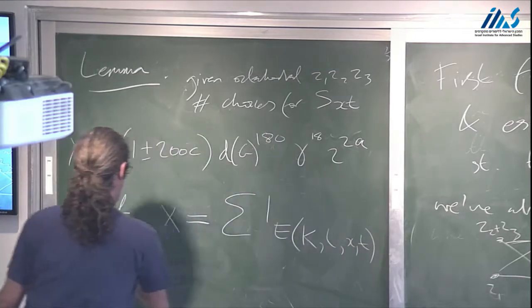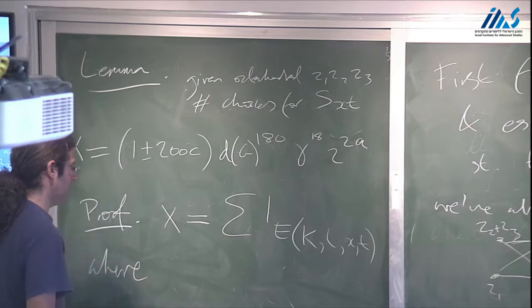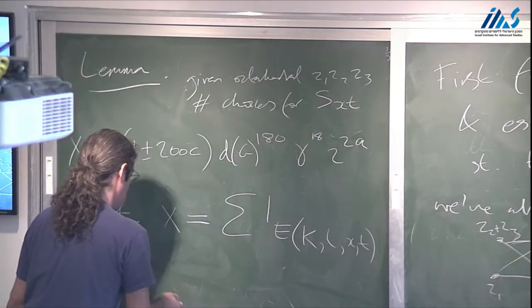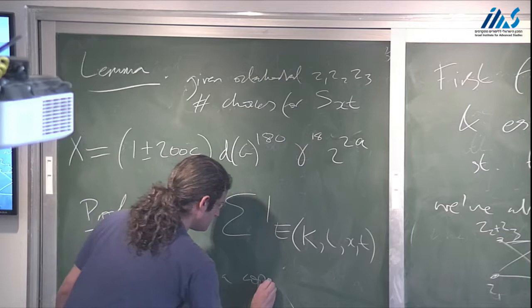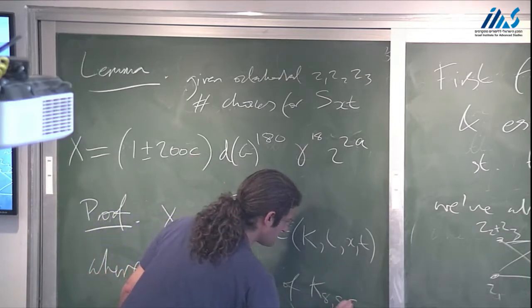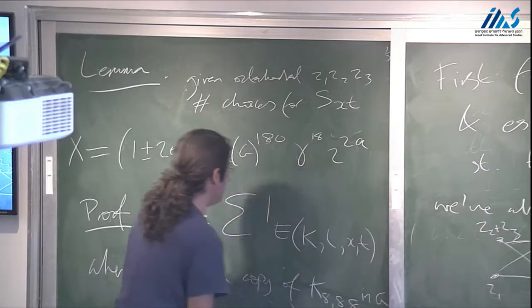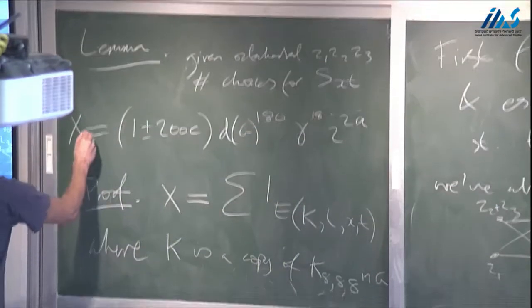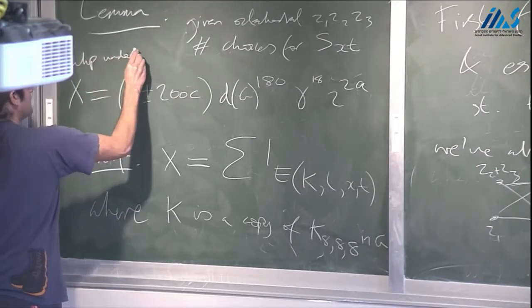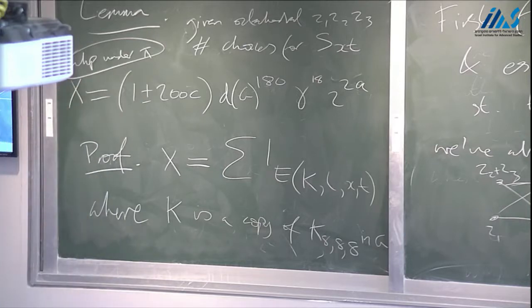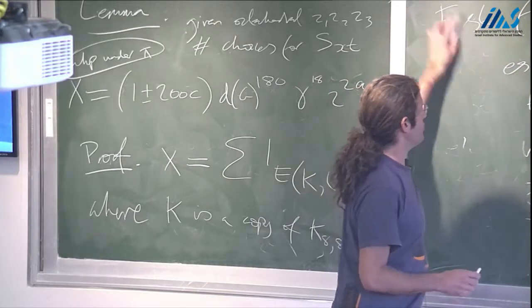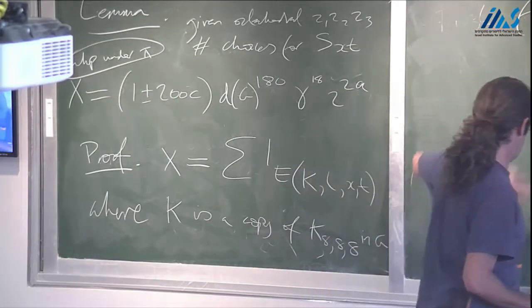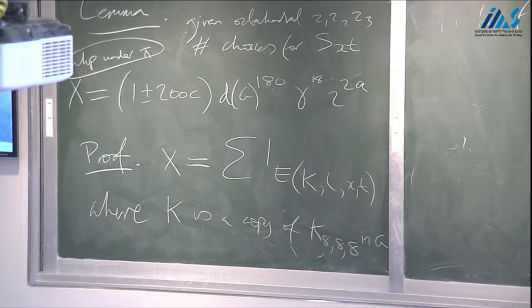So K is a copy of K888 in G. I should have said with high probability under pi. So you remember there was this random embedding. Now I'm telling you an extra property of this. So K is a copy of K888 in G, which contains the associated octahedron of Z1, Z2, Z3.